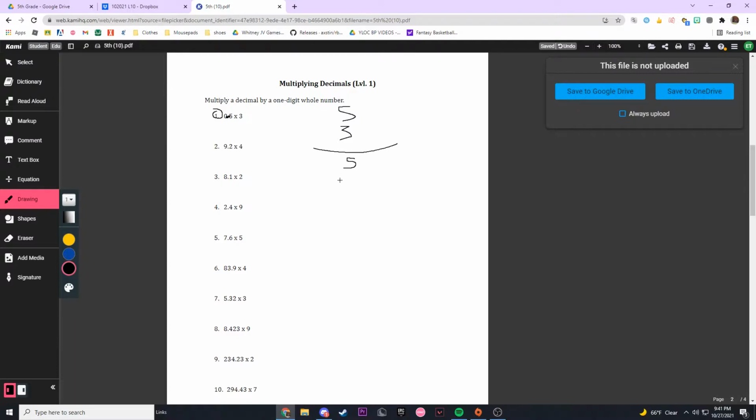And now we can look at the decimal place again. I'm going to erase this so we can see. Oops. And we see that we have only one number on the right of the decimal place. So we're going to move the decimal place from here once to the left. So for number 1, our answer is 1.5.